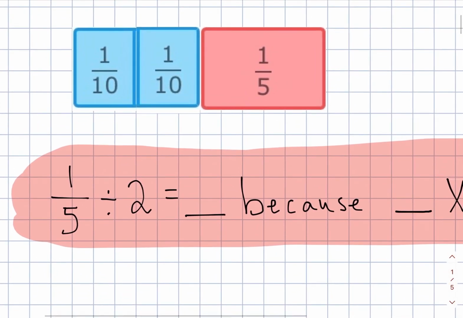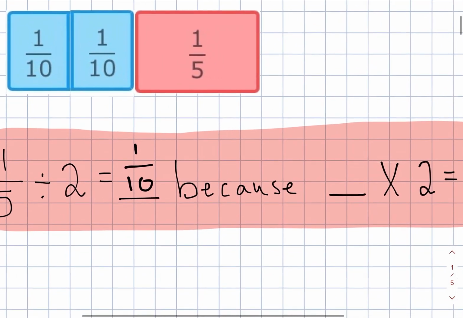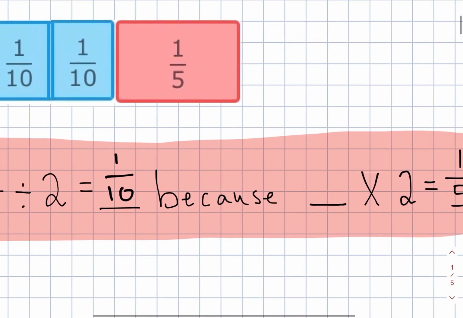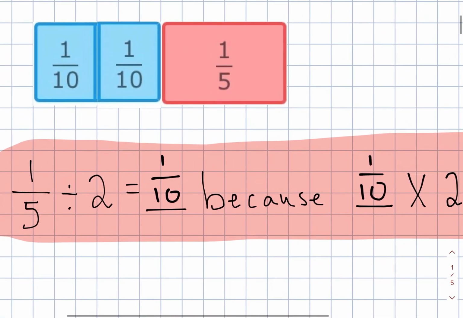Just describing it that way to illustrate exactly why this answer is what it is. I can say that 1/5 divided by 2 is 1/10. We can really see it pretty clearly here. 1/5 divided by 2 is 1/10. And I can say this another way as well. I can say that 1/10 times 2 equals 1/5. And I can see that right up here. 1/10 times 2 equals 1/5.